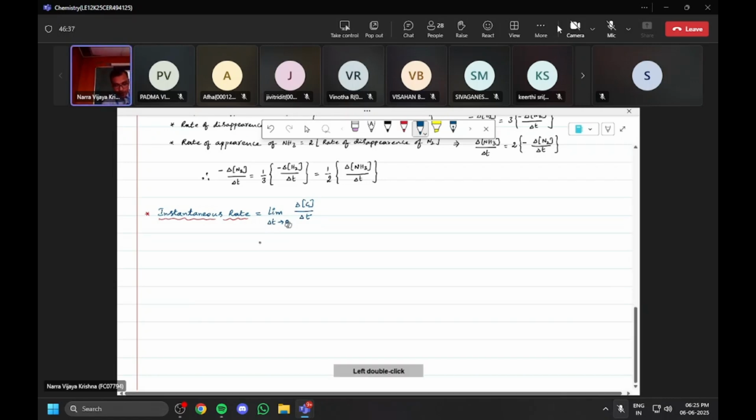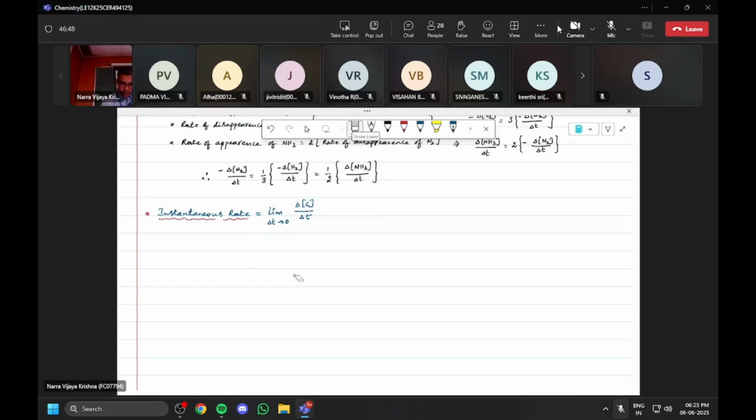Or we can also write this as dc upon dt. Why am I taking differentiation? Infinitesimally small change in concentration upon infinitesimally small change in time. Clear? So we can write delta c by delta t. Instead of that, if I write dc by dt, it becomes instantaneous rate. Clear? Any questions in this? Units remain the same. Concentration units by time units. Moles per liter per time. So there is no change in it, right?